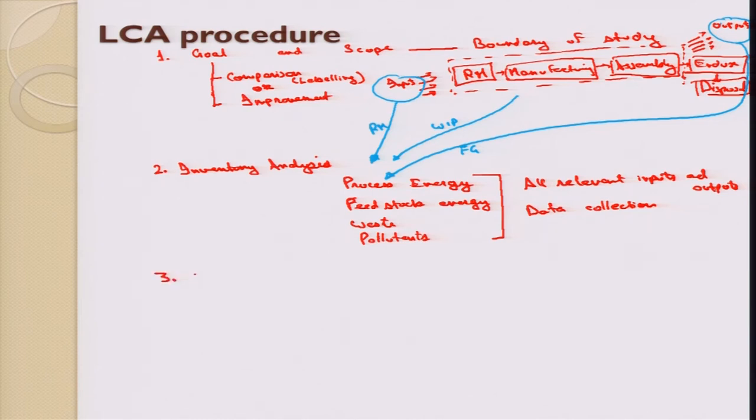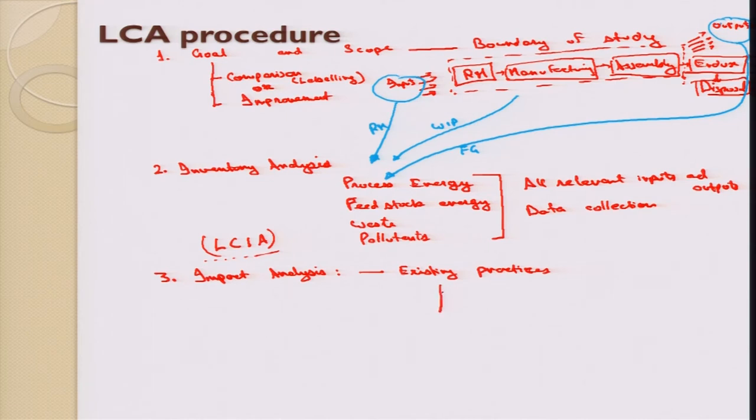Next step is the impact analysis. In impact analysis, what we do, and in inventory analysis also, we need to see the life cycle impact analysis. This is LCIA. Most of the times you will find this term LCIA, life cycle impact analysis, which is the analysis of the existing practices and the new practices. Actually, this is existing only, existing practices.